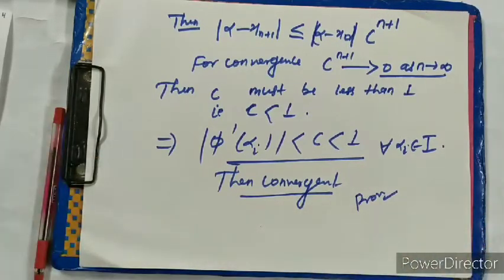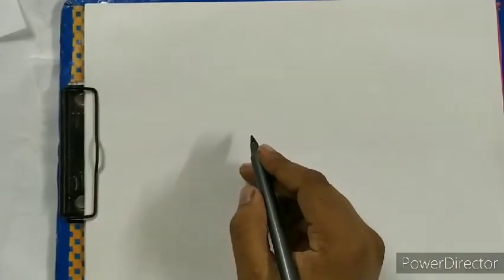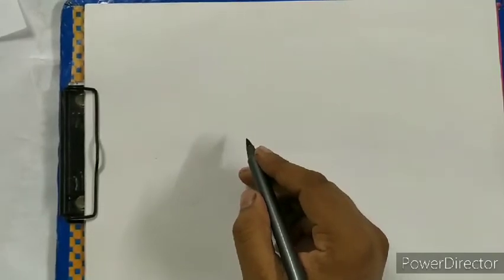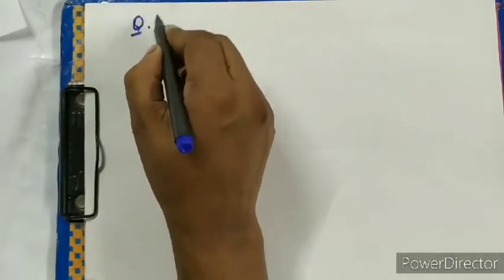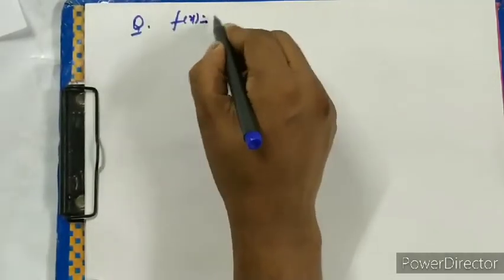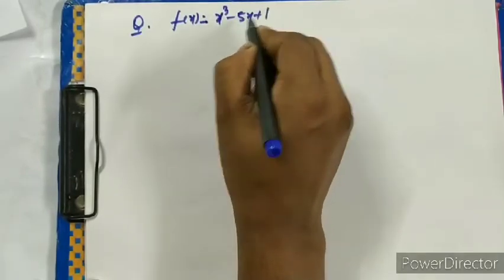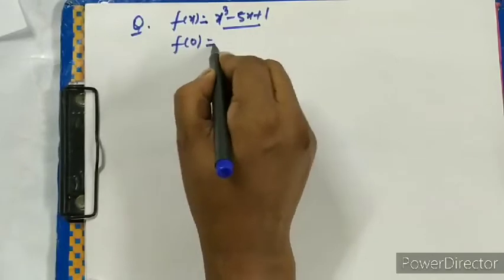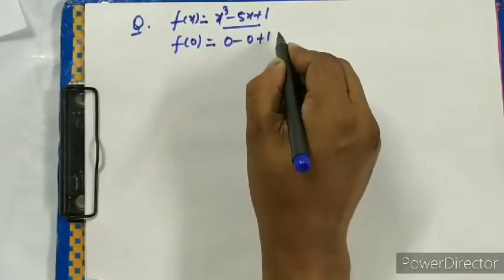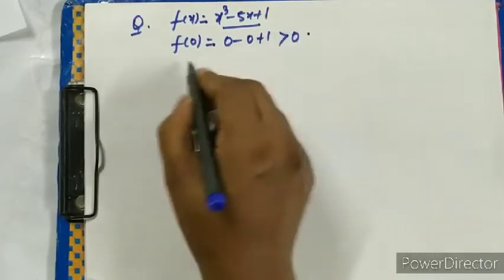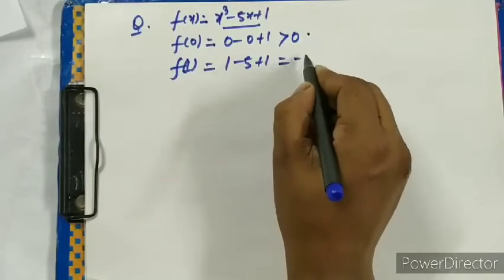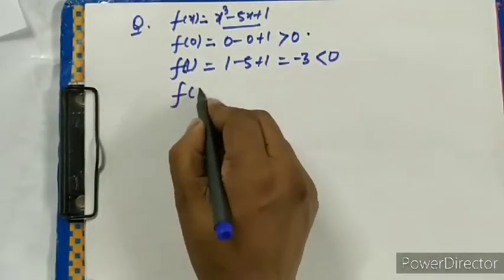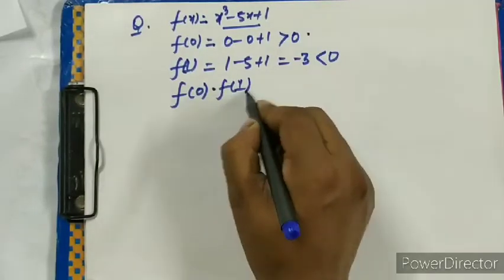In the next step, up to here we have discussed fixed point and the condition of convergence. Now we implement it. Suppose we have the question f(x) is equal to x cube minus 5x plus 1. f(0) is equal to 0 minus 0 plus 1, which is greater than 0, and f(1) is equal to 1 minus 5 plus 1 is equal to minus 3, which is less than 0. It implies f(0) into f(1) is less than 0.